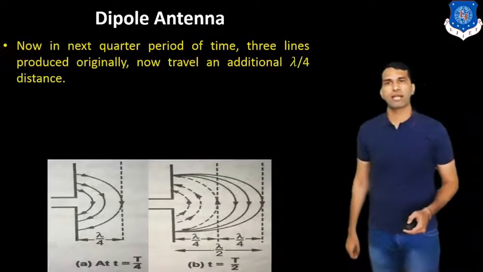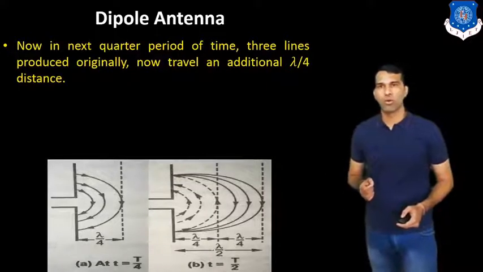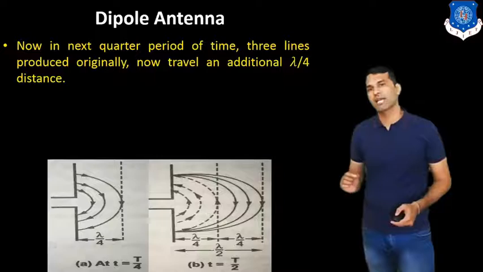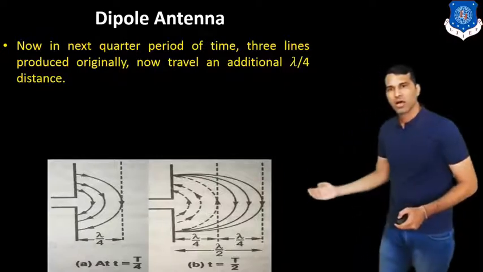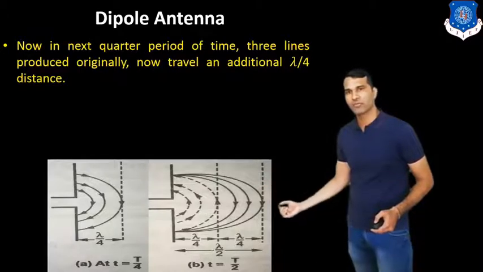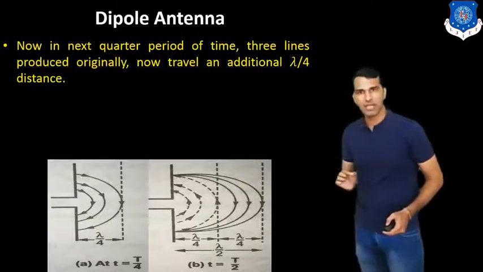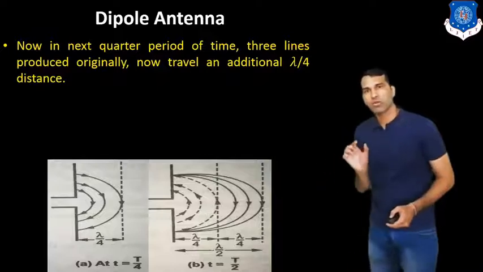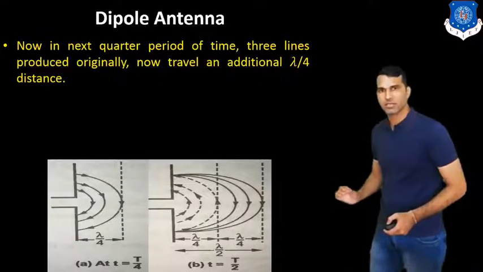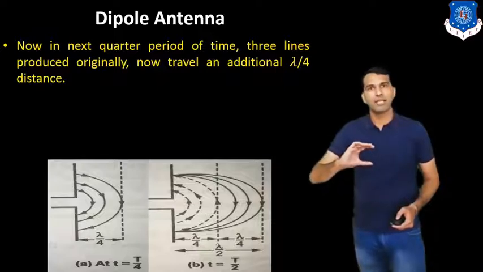Now we discuss the next quarter. In the next quarter period of time, the lines produced originally now travel an additional lambda by 4 distance. So in the second quarter also, the second line is indicated by the dashed line. This is the first quarter line, and the next one, the dashed line, indicates the second quarter line. In the second quarter, we can see the direction of the radiation is changed, because in the alternating current, AC current, we know that the polarity is changed.